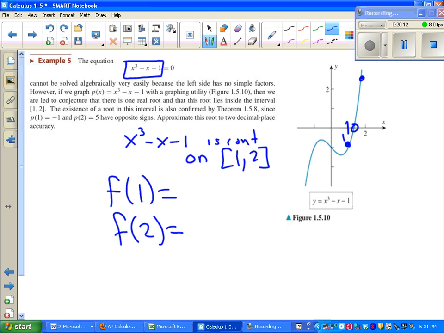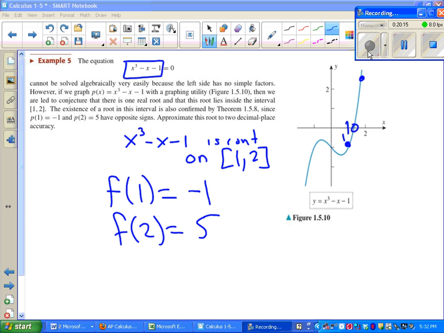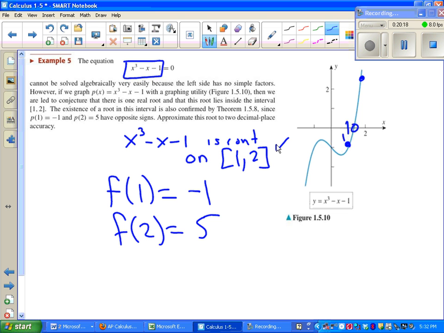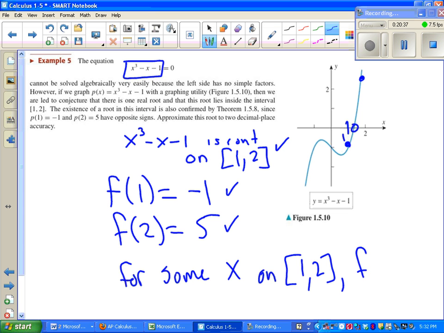So what the intermediate value theorem says is, because we're continuous on our interval, and because one number was negative and one number was positive at the endpoints of those intervals, then somewhere, I don't know where, for some value of x between 1 and 2, f of x must equal 0. And that conclusion comes straight from the intermediate value theorem. Let's go back to the wording of the intermediate value theorem and verify that completely.